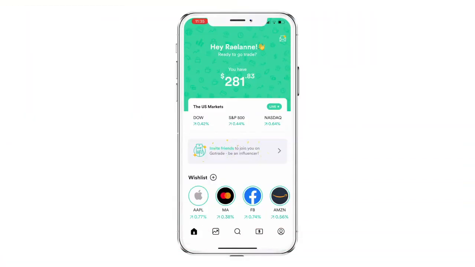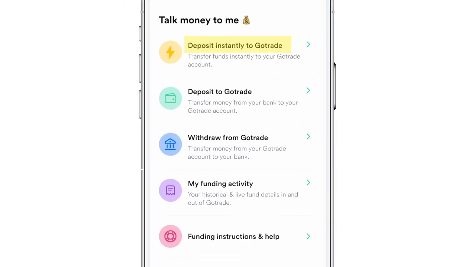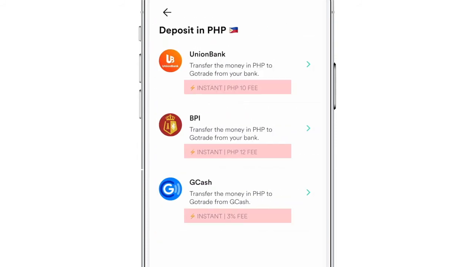Once you log in, go to this icon with the $ sign. You can either deposit instantly to GoTrade or deposit to GoTrade. Pag titignan nyo, halos wala silang difference. Same fees din.